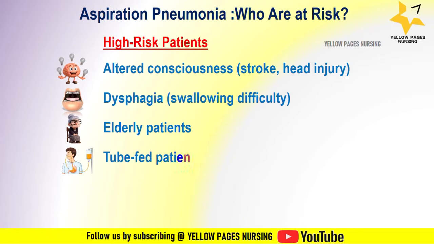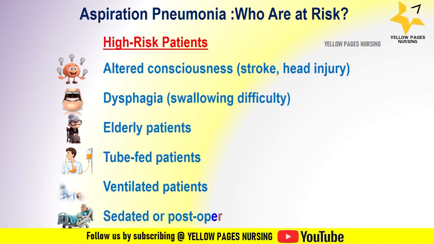Next comes tube-fed patients. Patients who are on nasogastric or orogastric tube. In these cases, either incorrect position of the tube or placing the patient in supine position might lead to risk for aspiration. Next comes ventilated patients. Patients who are on endotracheal tube might get the secretions pulled above the endotracheal cuff, which might lead to silent or micro-aspiration risk. Next category is sedated or postoperative patients. In such cases, patients have reduced reflexes and drowsiness where they cannot protect their airway, thereby leading to risk for aspiration.